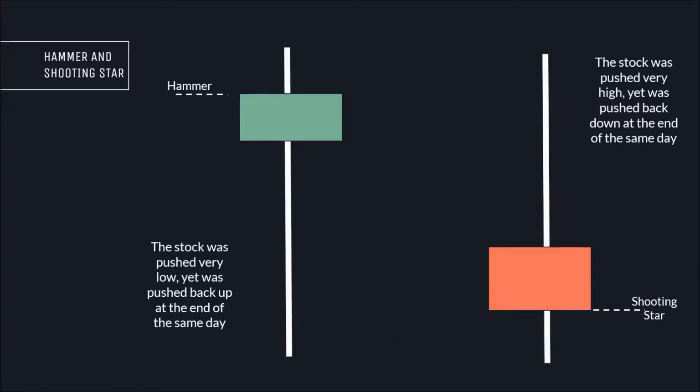Here's an example of an entry trigger, the hammer and the shooting star. A hammer is when the stock was pushed very low. As you can see, the lower wick went very far down. Yet it was pushed back up at the end of the day, and it closed higher than it opened. The same goes for the shooting star. The stock could have been pushed very high, yet was pushed back down and at the end of the same day closed lower than it opened. These are both entry trigger points that show that you should buy or sell.